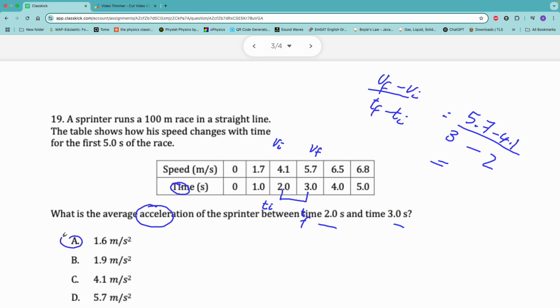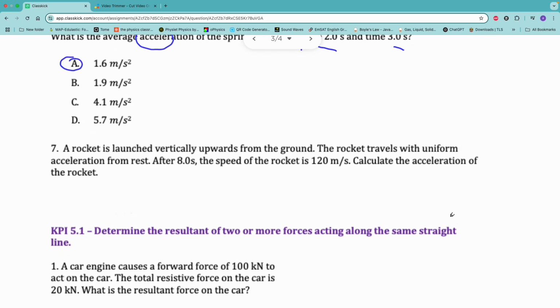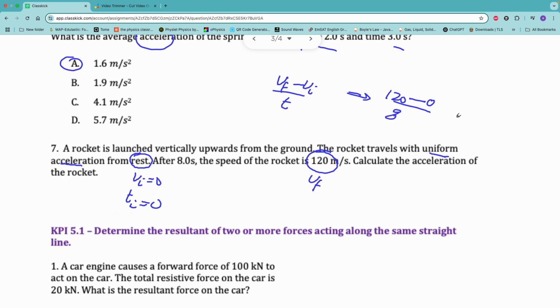to give A, which is 1.6. Next, a rocket is launching vertically upward from the ground. The rocket travels with uniform acceleration from rest. This keyword helps us understand the initial velocity. From rest means VI is 0. After 8 seconds, the speed of the rocket is 120. So obviously this is VF, final. Calculate the acceleration. Again, VF minus VI over time. We can consider initial time is 0. So we're going to have 120 minus 0 over 8 to give 15. Don't forget the measuring unit, meters per second squared. Done.